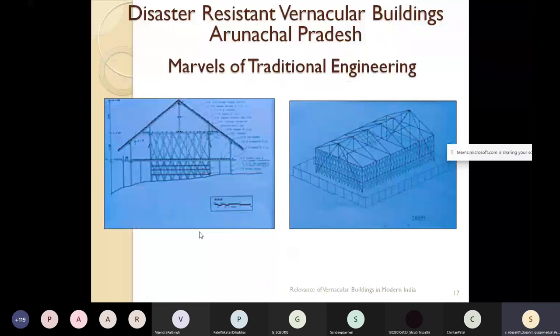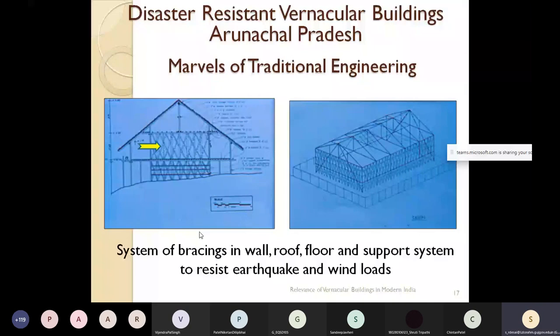You have bracings in the walls, in gable walls, long walls. You have in-plane bracings under the roofs, all right? And you have bracings under the floor. Okay, there are a lot of locations which have strong winds. They may be along a ridge. So they're very strong, again, wind loads, and of course, earthquakes always there.